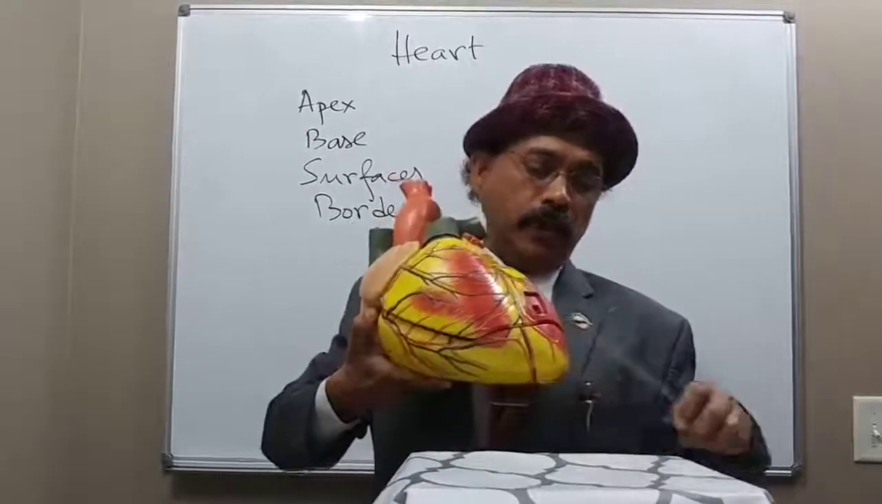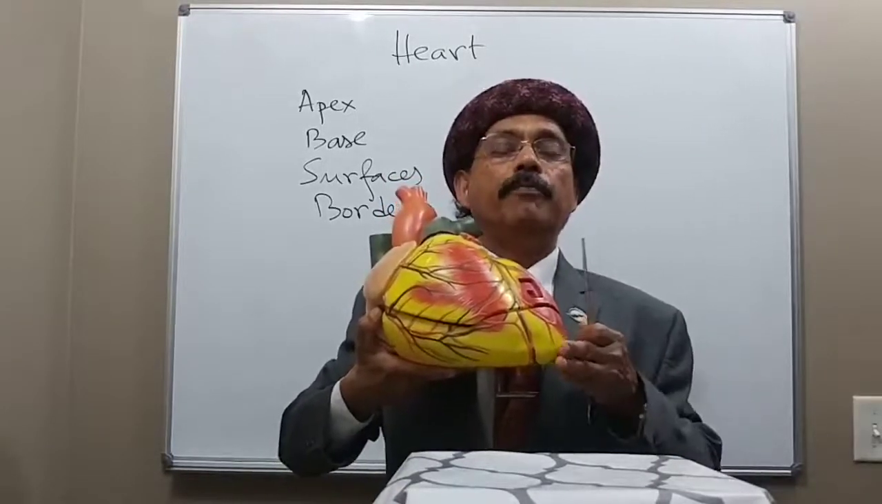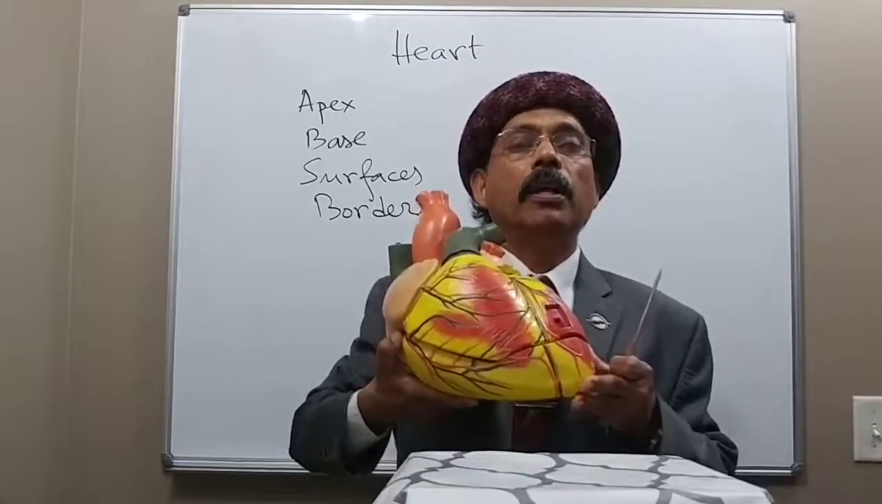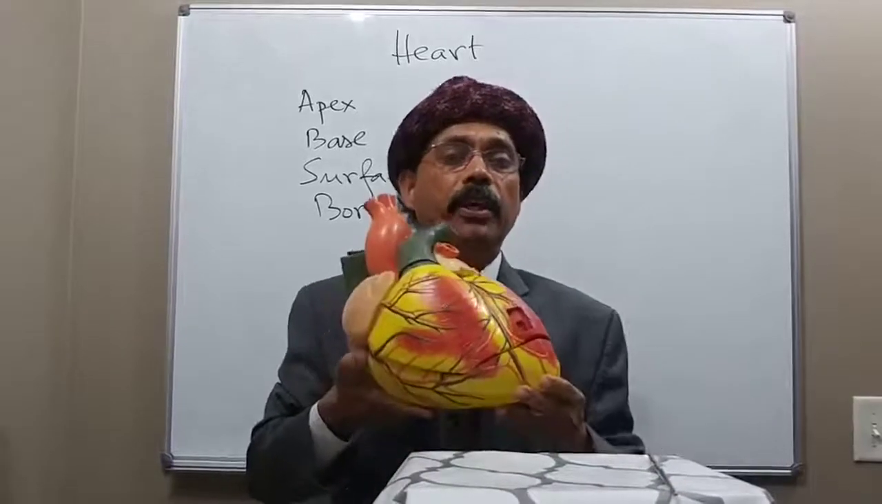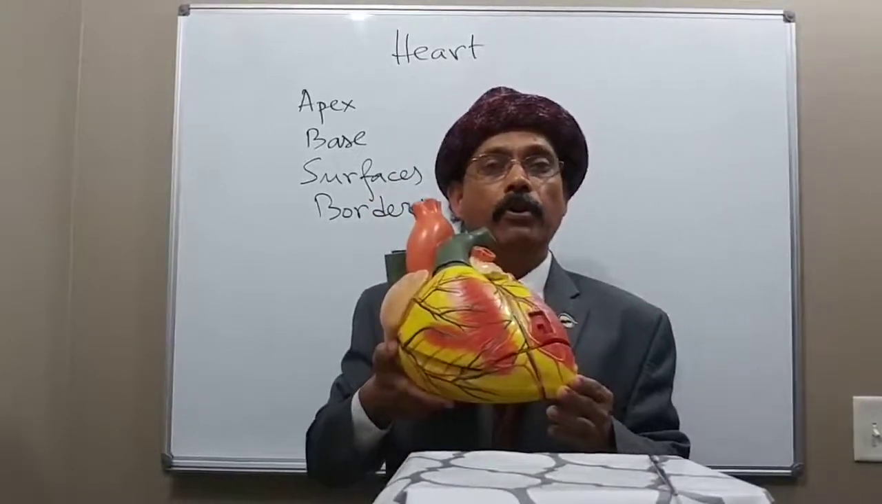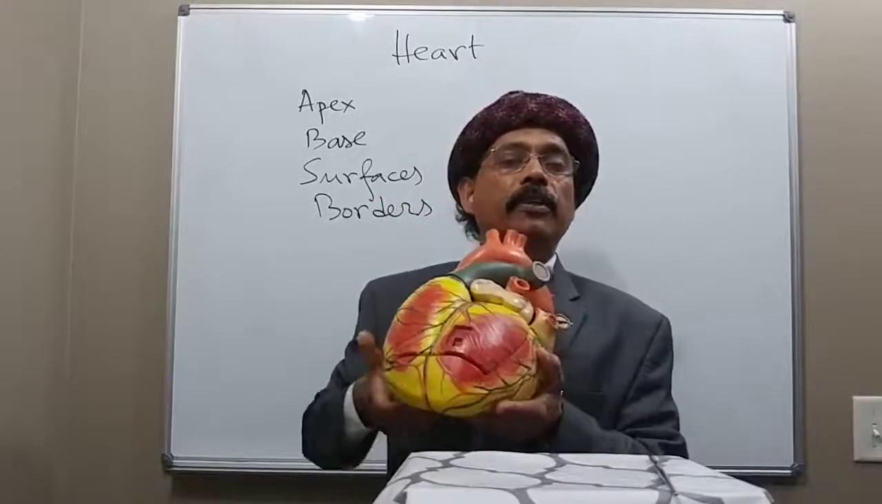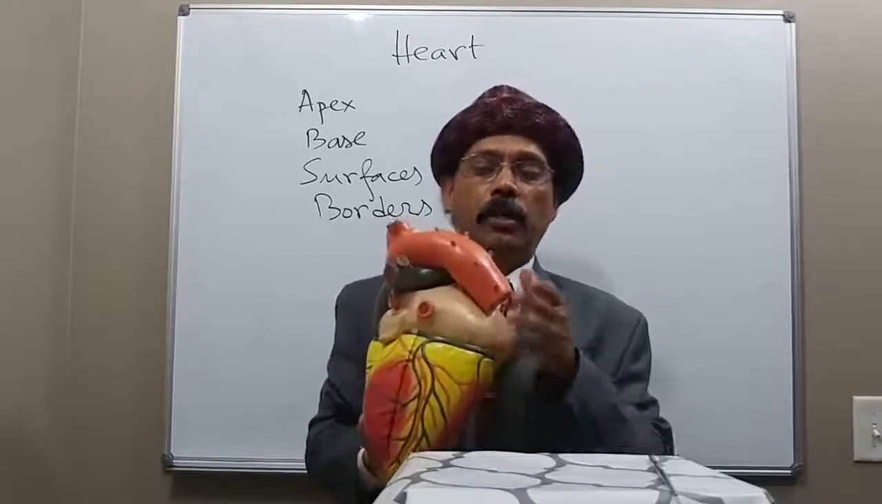So the apex is formed by the left ventricle. This is the apex of the heart, the part of the left ventricle. The apex is directed downwards, forwards and to the left. The base is located on the opposite side, in the posterior aspect of the heart.